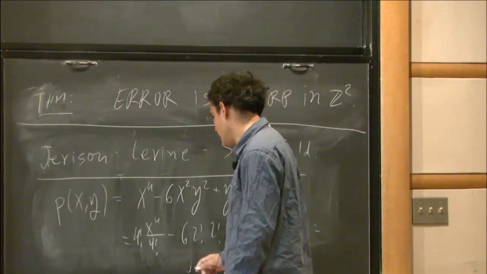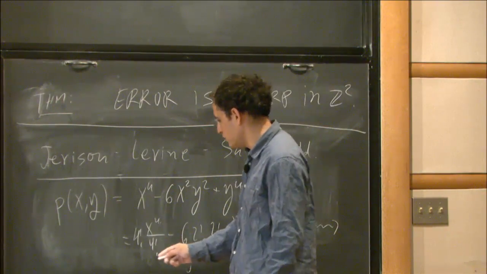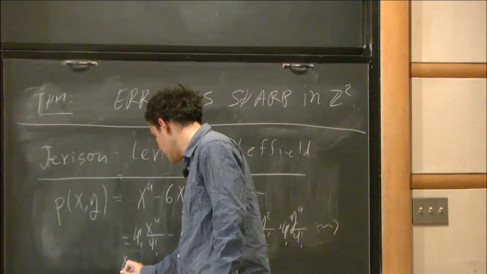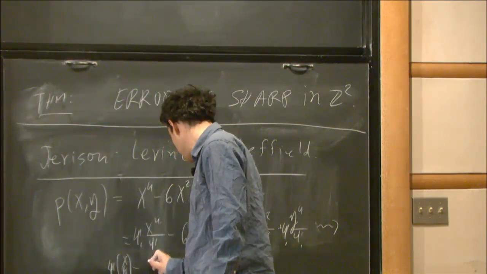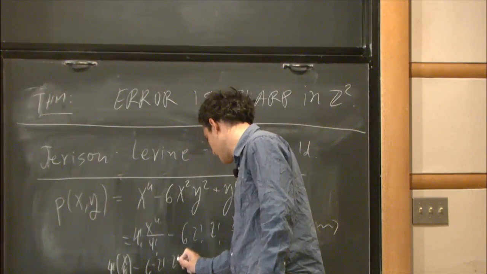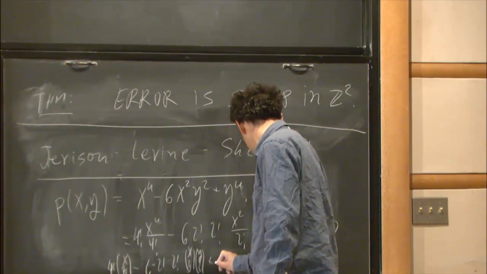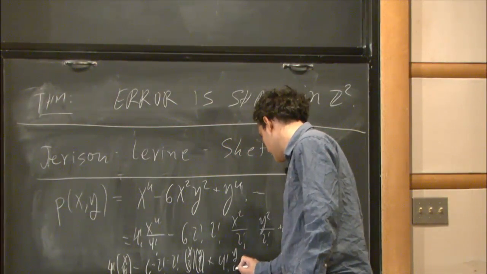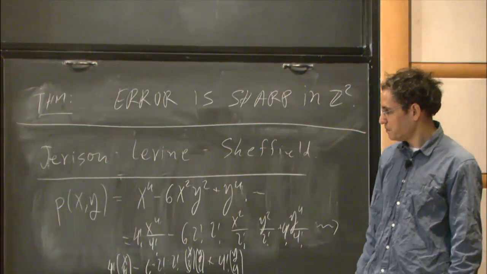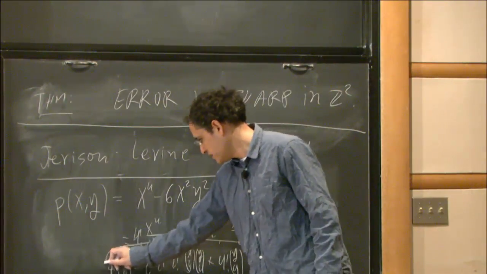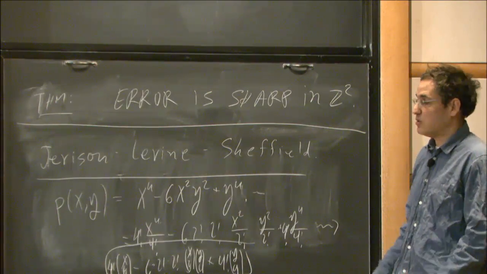And then do the following algorithm. Each time you have x to the power k over k factorial, you replace it by x choose k. So here you have x choose 4 minus 6 times 2 factorial, x choose 2, y choose 2, plus 4 factorial, y choose 4. It turns out that this function is harmonic on the lattice. And this algorithm works. In this way, we produce a lot of harmonic functions on the lattice.